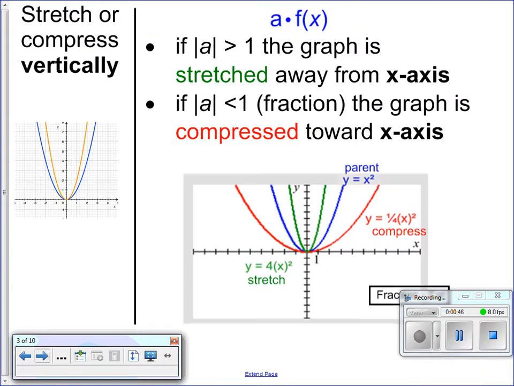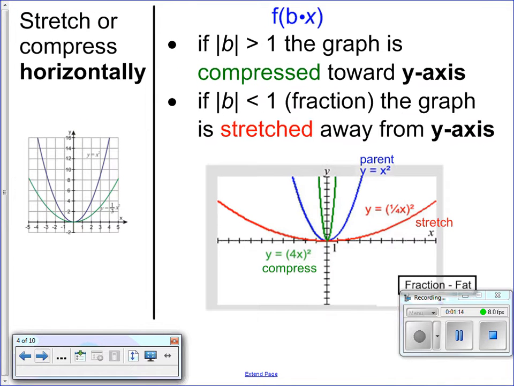So stretch or compression. We have a again, it's on the outside of the parentheses. So a times f of x. If a is greater than 1, it means the graph is being stretched away from the x. Away from the x means it's getting thinner. If a is less than 1, which is a fraction, the graph is compressed toward the x. So that means it's getting fatter.